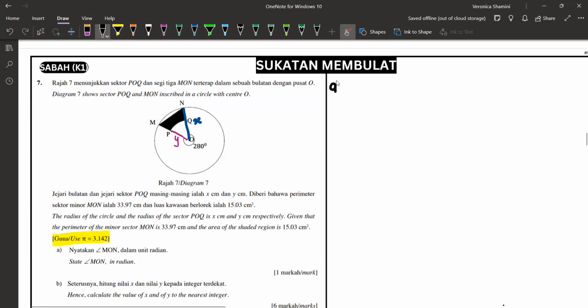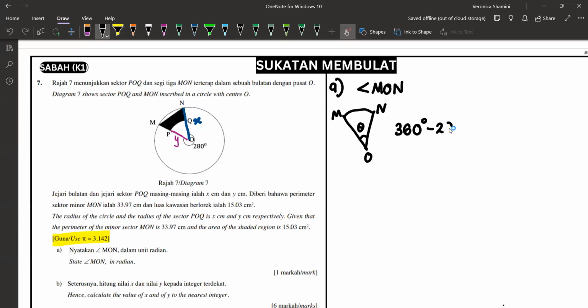Okay, soalan A. Nyatakan sudut for MON dalam radian. Okay, let's see ya. So, teacher boleh nampak dekat sini, outside here is 280. So, macam mana nak dapatkan dekat dalam? This is N, isn't it? So, you just take 360 tolak 280. So, kita dapat 80. Tapi, we want the answer in radian. So, darab pi per 180.